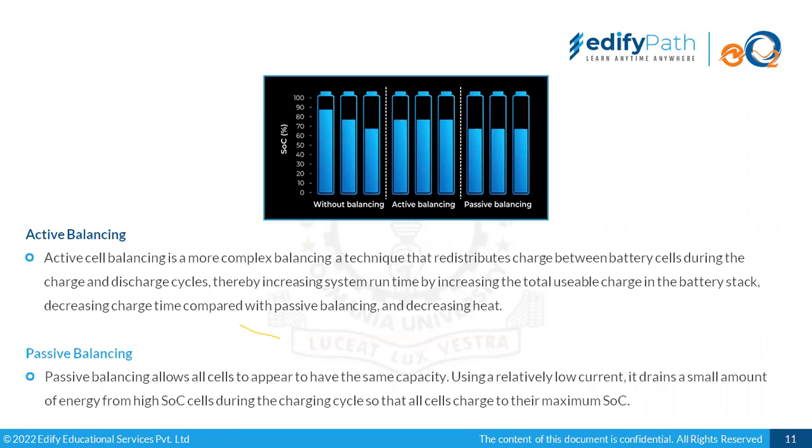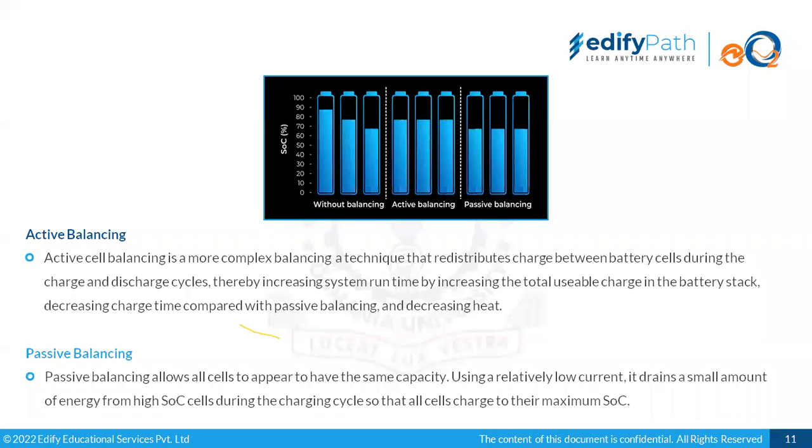It would first need assessing which cells are at higher voltage and which are at lower voltage. So accordingly, all those calculations would be done, and so it is a bit of a complex technique. During both the charge and discharge cycle, this process can take place, thereby increasing system runtime by increasing the total usable charge in the battery stack, decreasing charge time compared with passive balancing, and decreasing heat.